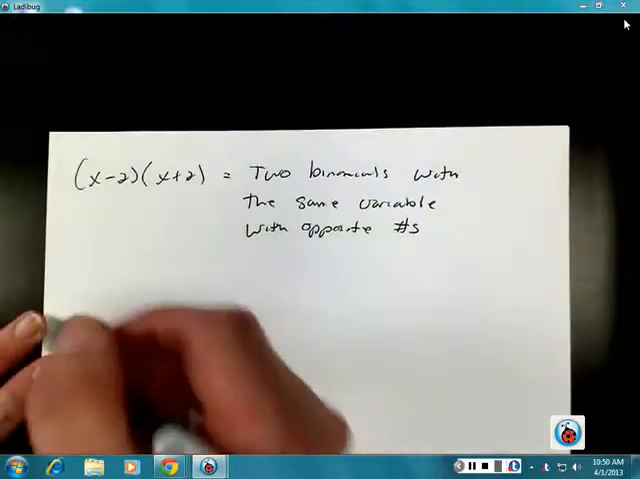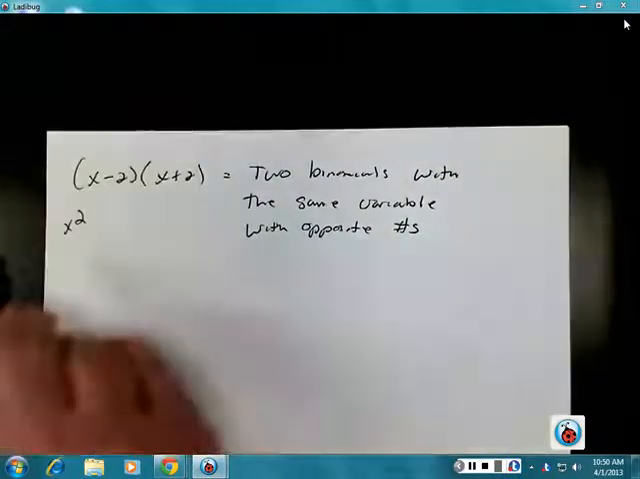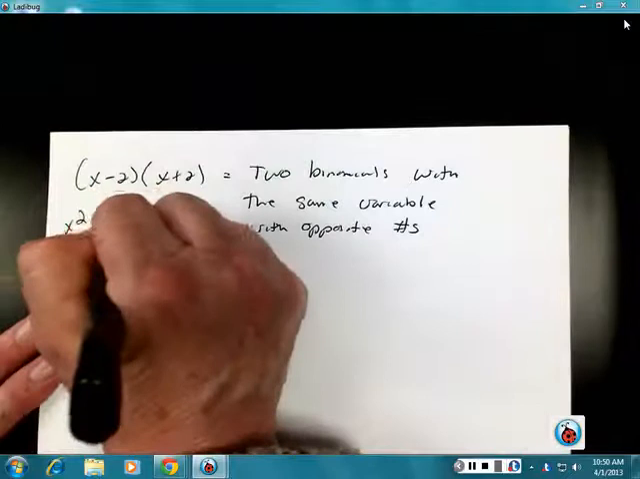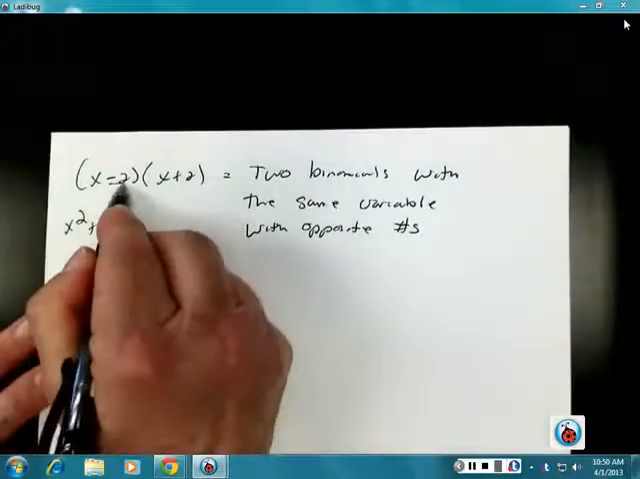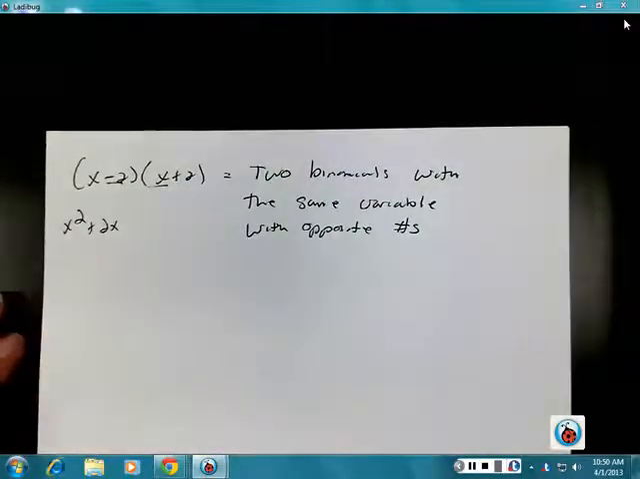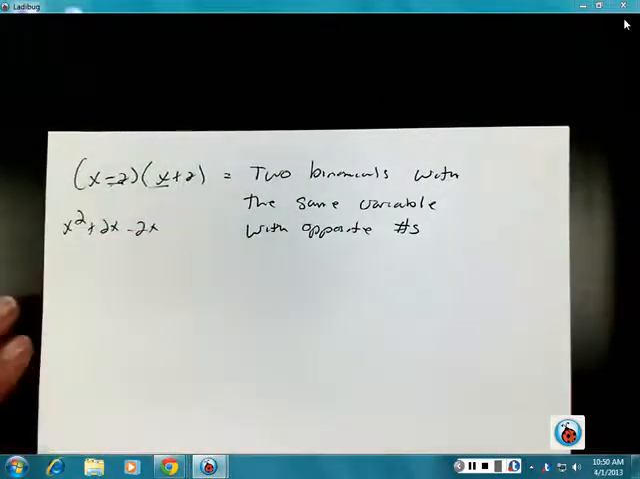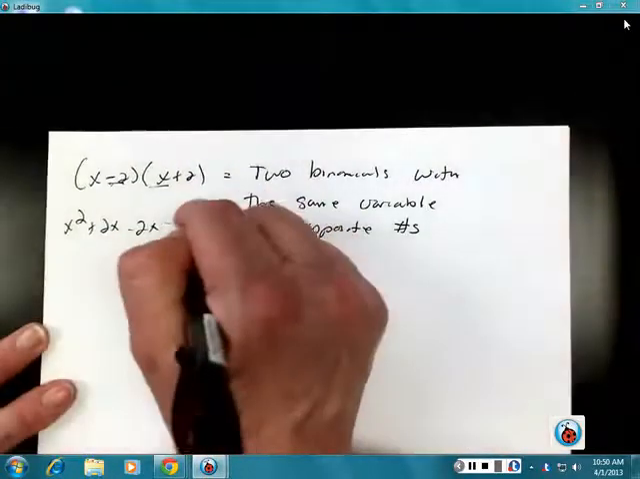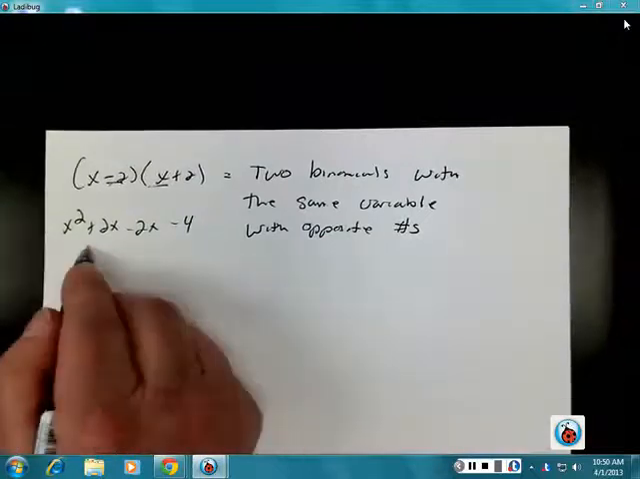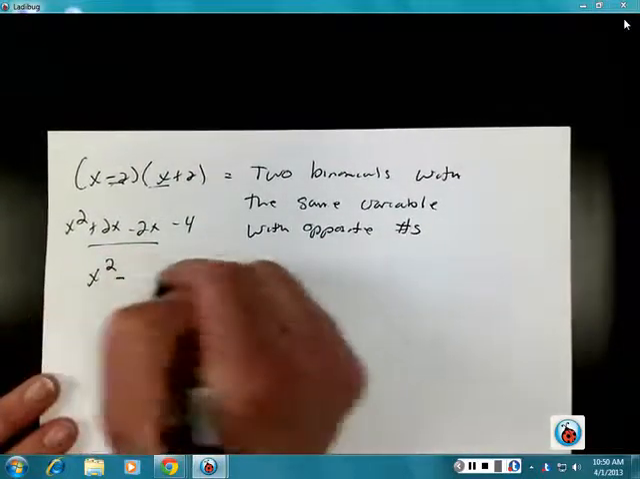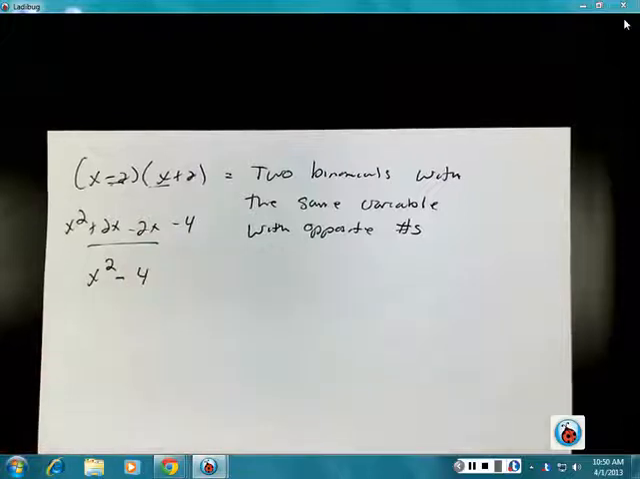x times x, if I FOIL it, is x squared. x times 2 is positive 2x. Negative 2 times x is negative 2x. And a negative 2 times a positive 2 is negative 4. And then when I stick it all together, my middle disappears. And so I'm just left with x squared minus 4. And that is a difference of squares.